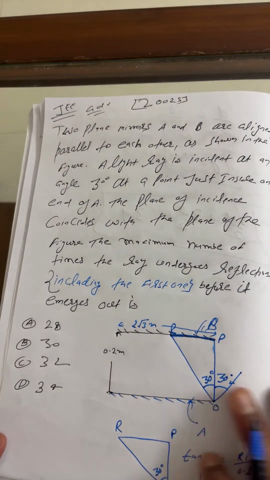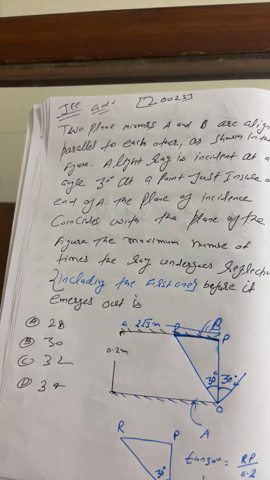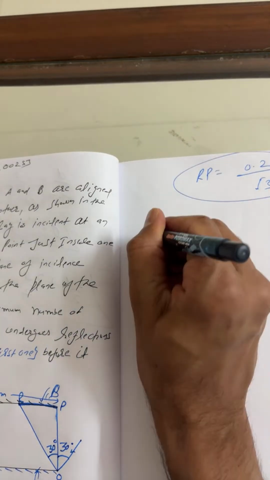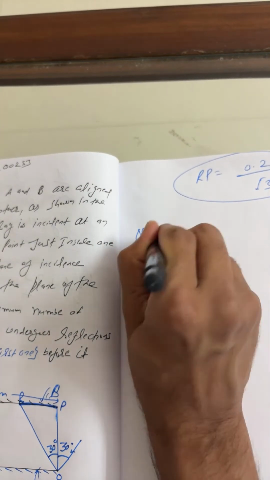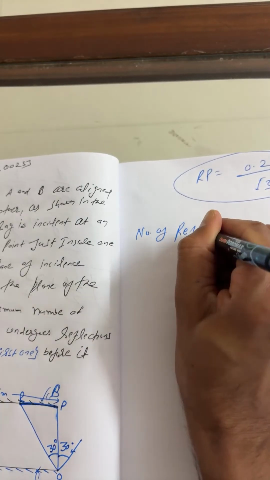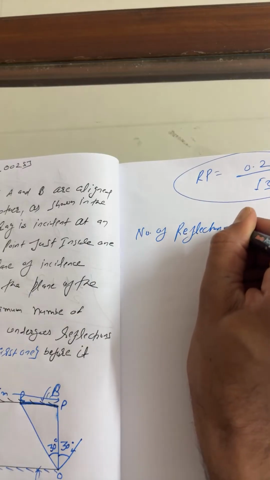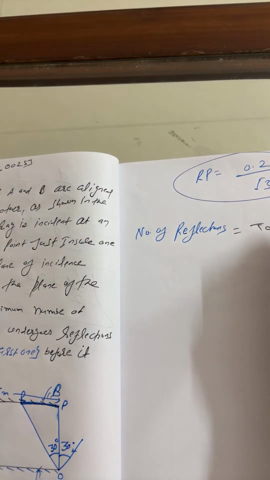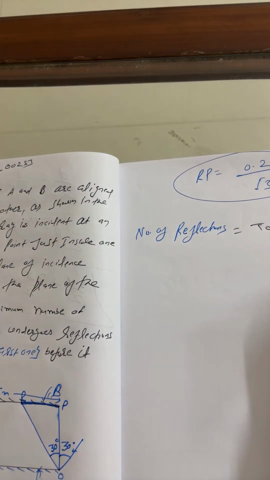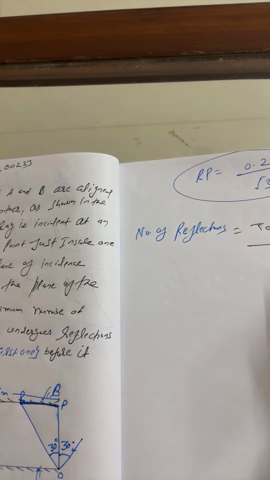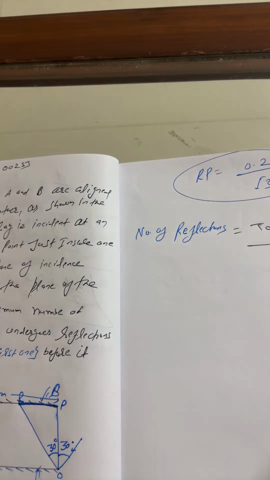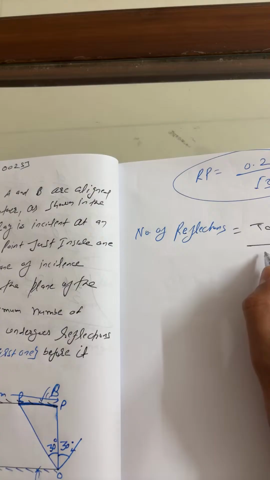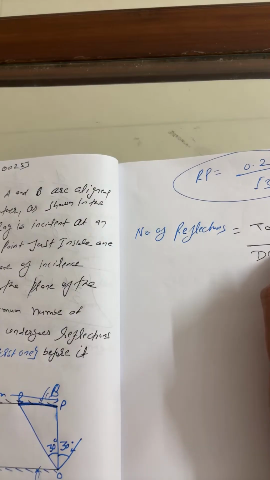Now beta, what's the question? The maximum number of times of reflection. So beta, this is the formula for the number of reflections: total length of the mirror upon the distance traveled in one reflection.